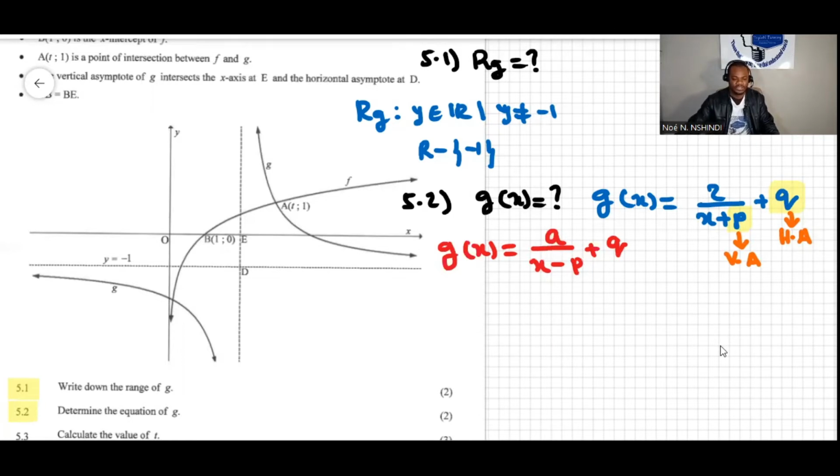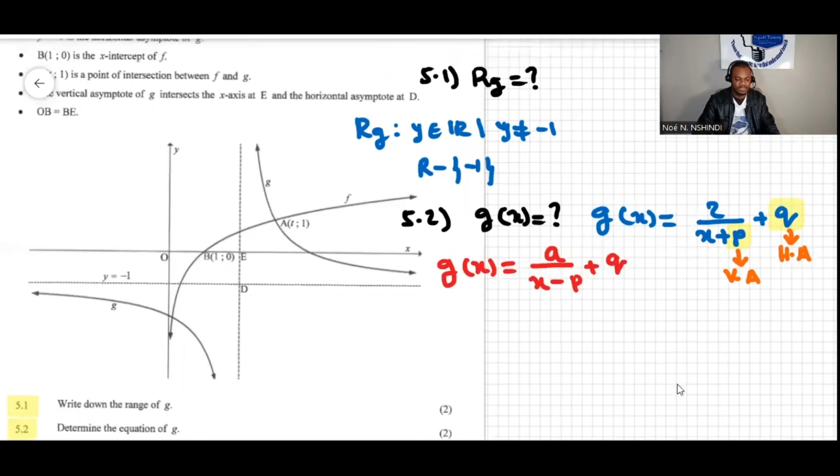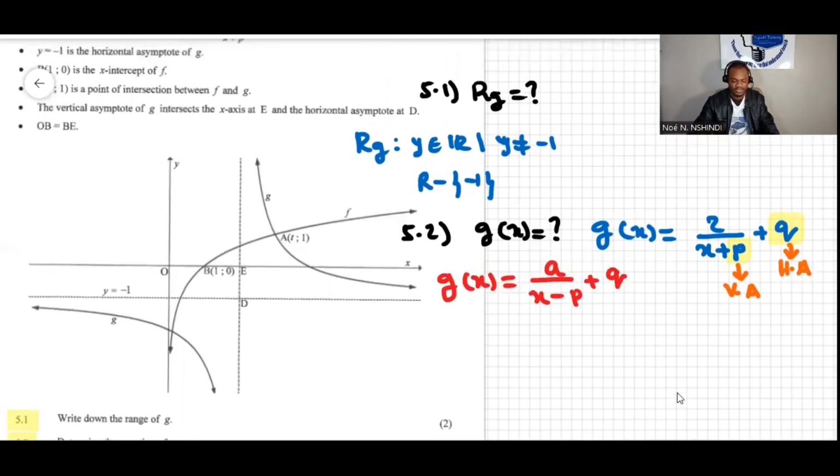Now when we look at the information we have about the graph, it is said that OB is equal to BE. So let's see. OB, from O to B, is 1 unit because the coordinate of B here is 1. So the length OB is 1 unit. And because OB equals BE, consequently BE also is 1 unit. So the x coordinate of E is 2 units.